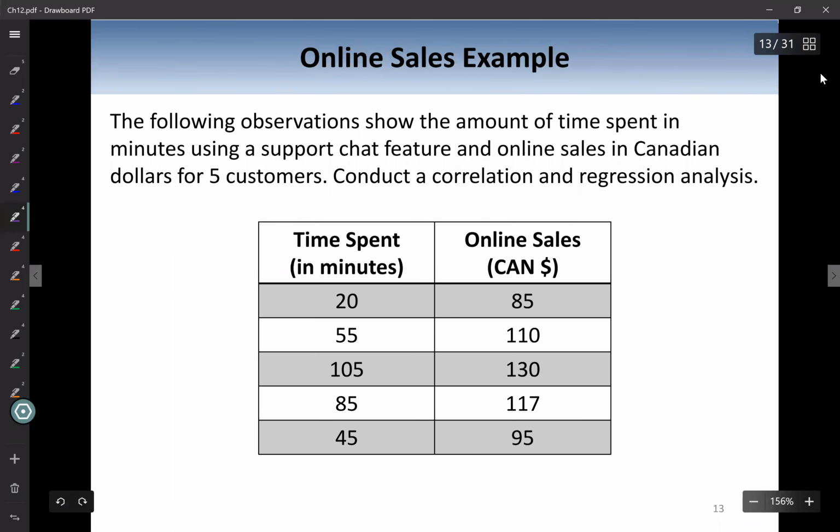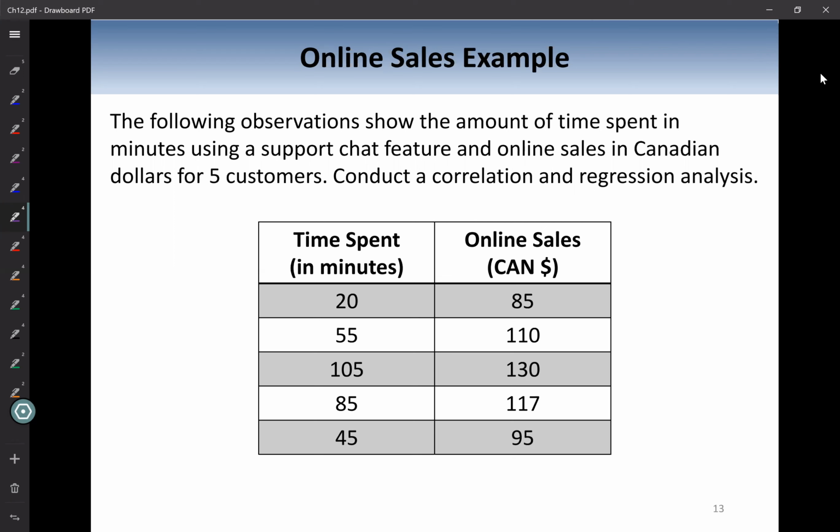Okay, multiple regression analysis. We're going to first revisit the online sales example. So we have these following observations that show the amount of time spent in minutes using a support chat feature and their corresponding online sales in Canadian dollars for 5 customers. So we conducted a correlation and regression analysis, and we found that the time spent using the chat feature was in fact statistically significant in predicting online sales. So that's very useful, say for a company. That would be very important to know that.